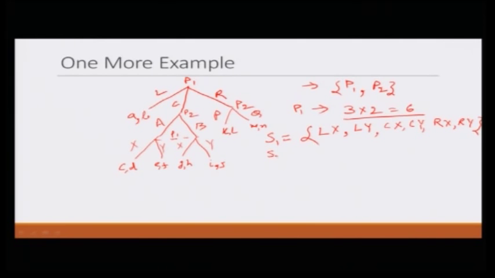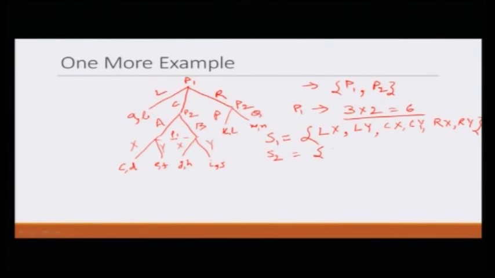And then we have player 2. How many strategies? Player 2 has a play only at two information sets, one here and one here. And at both information sets, he has two actions each. So he will have a total of 2 × 2, 4 strategies. Which would be AP, AQ, BP, and BQ.